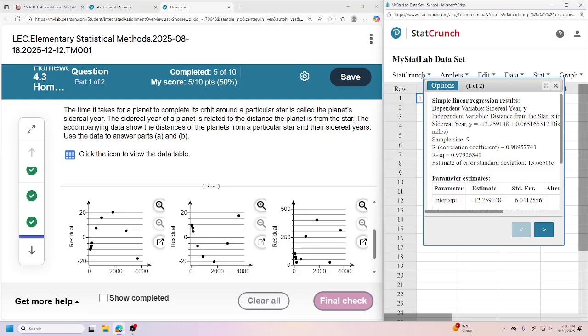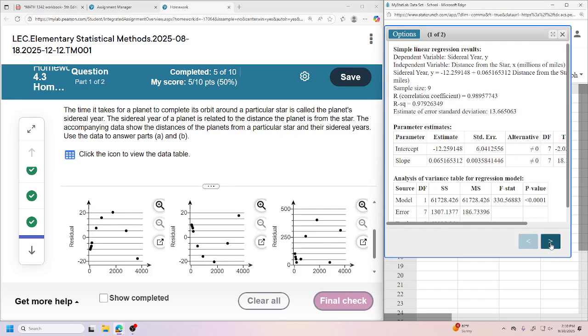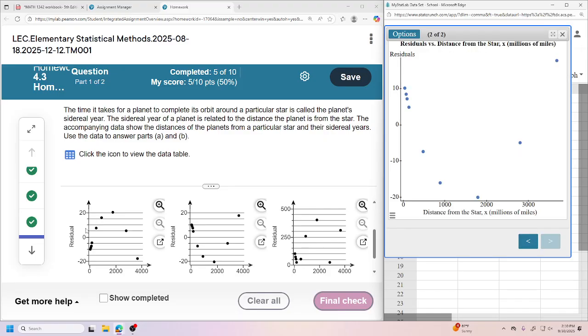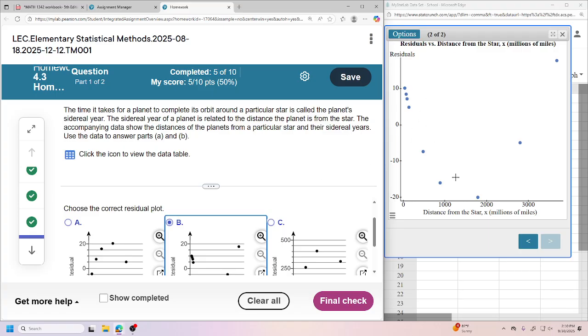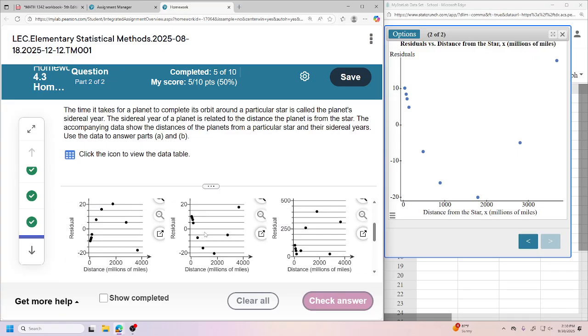Bloop. And they give us a lot of numbers, and that's fine. We'll come back to those later. I really want to know the graph. So page 2, and there we go. So out of these, is it A, B, or C? B, right? It looks like a curvy thing. Like a parabola, I guess, if you're going to go all algebra and pre-cal on me.